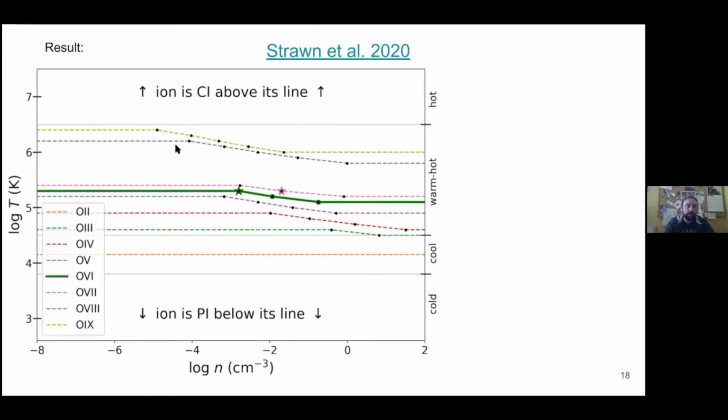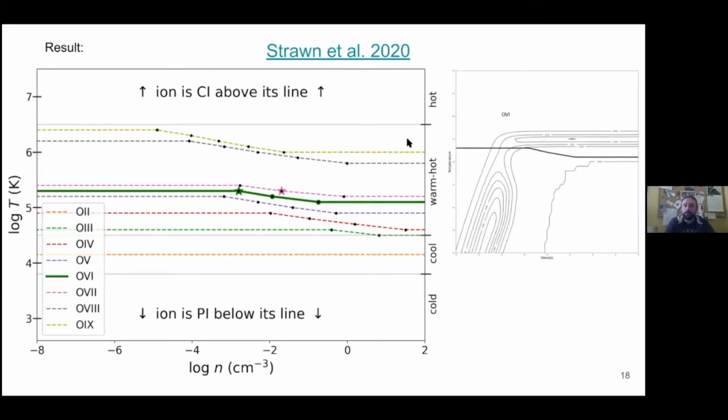So if you have gas up here, then all of your states are going to be created with collisional ionization except oxygen 8 and 9. If you have gas down here, all of them are going to be created with photoionization except for oxygen 2 and 3, these two. So at any point in phase space, some of your ions are created with Ci, some are created with Pi. And just to make sure this isn't crazy, this is what it actually looks like on our contour plot here. If I plot this green curve for oxygen 6 on top of this, we do see that it splits the peaks like we said it should.